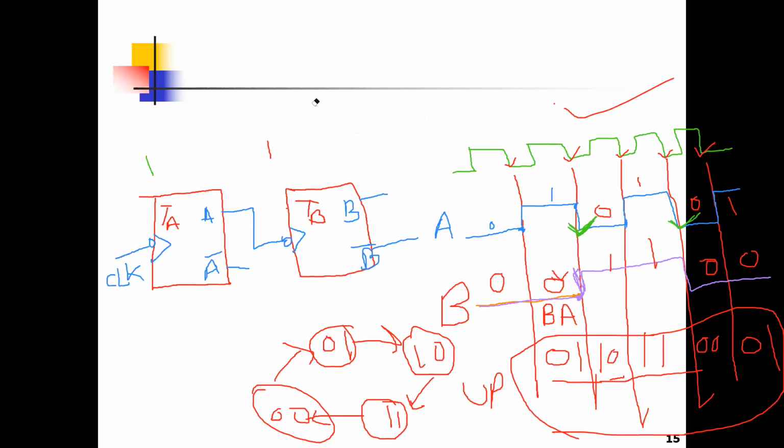That means whenever I connect T to 1, it gives the complement of the previous one. So in the same way, I just connect TA and TB with 1 and I will get the same waveform. So I can implement the 2-bit ripple up counter with T also.